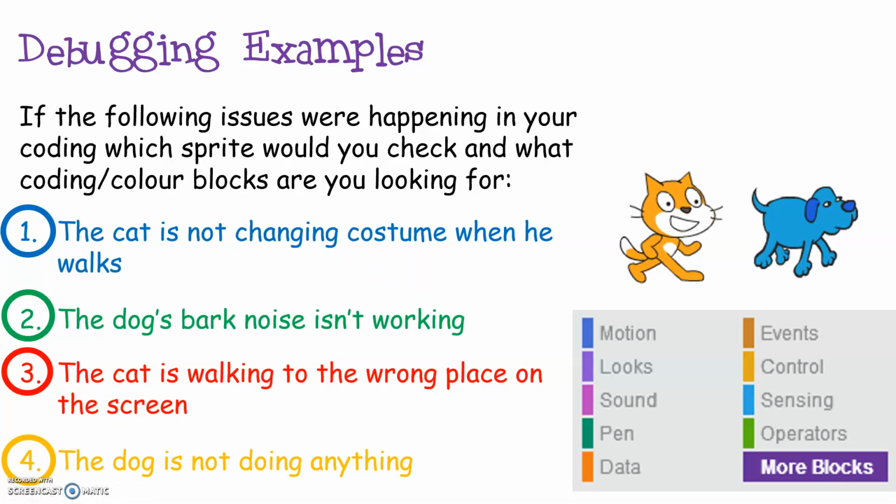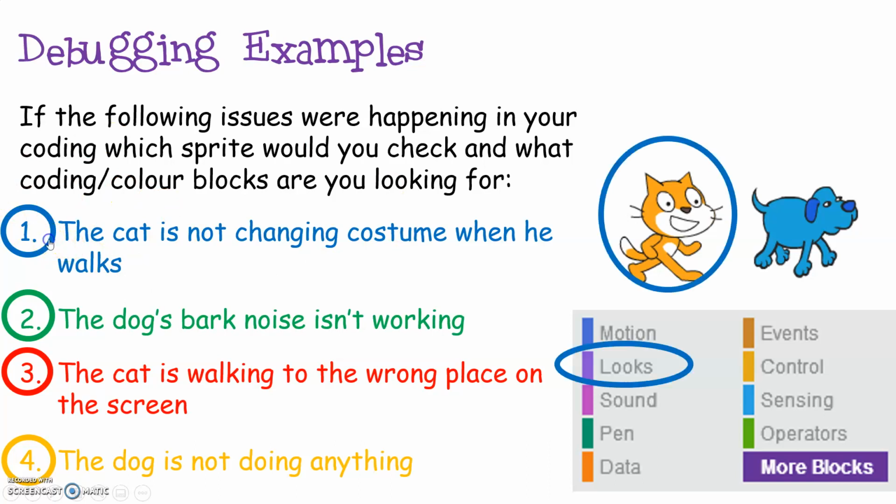Number 1 is the cat is not changing costume when he walks. Okay, and the question is, would you check the cat scripts or the dog scripts, and which colour blocks would you be looking for? Okay, the answer is you would be looking at the cat scripts because it's the cat that's not changing costume, and the colour blocks you would be looking for would be the purple looks blocks, because that is really what you're focusing on when the costumes aren't working correctly, is how the character is looking.